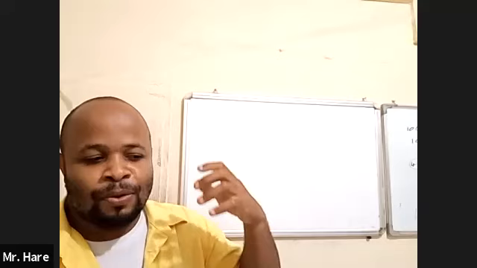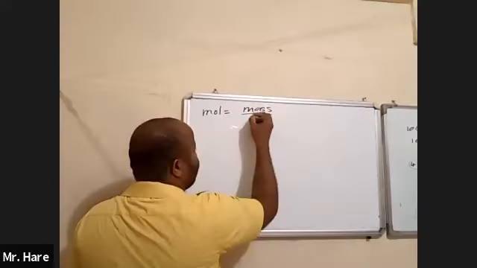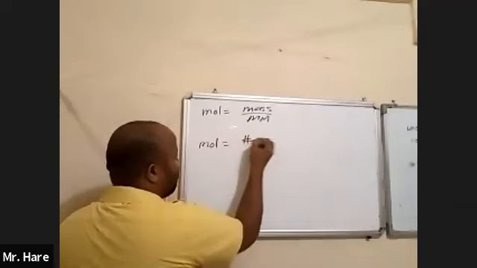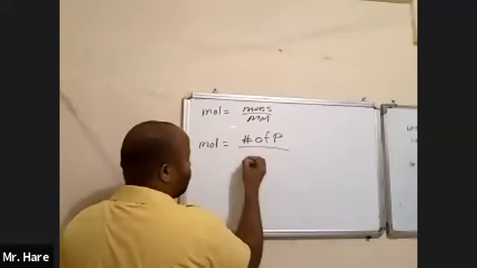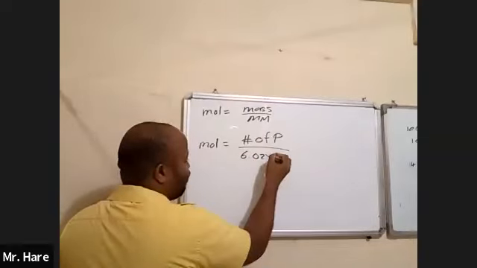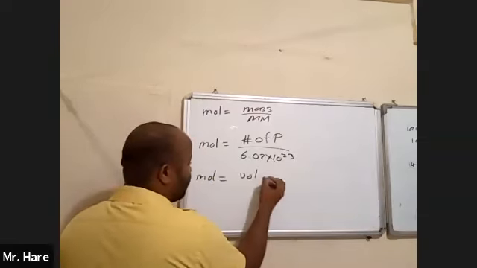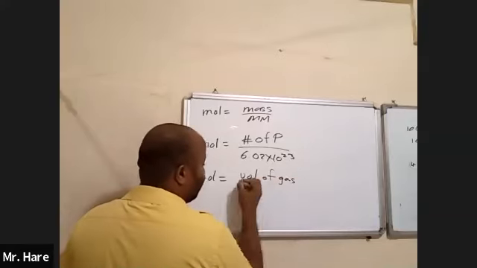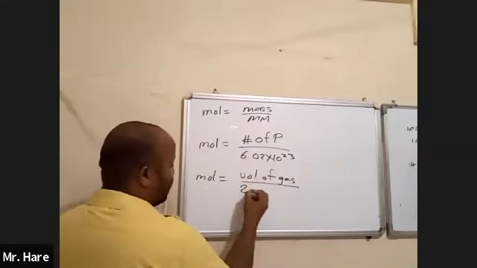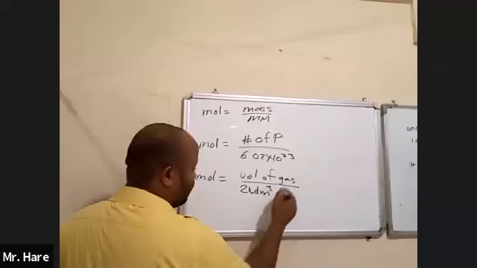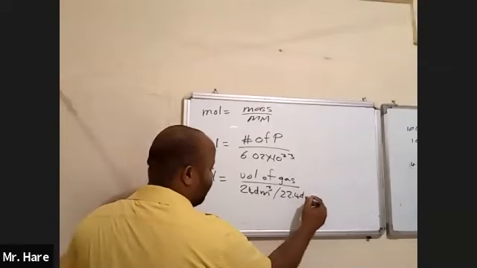If you're finding moles, you will either be given mass, in which case you divide by molar mass. Or you will be given the number of particles, in which case you divide by Avogadro's number. Or you would be given the volume of gas. If you are given RTP, it's 24 dm³. And if it's STP, it's 22.4 dm³.